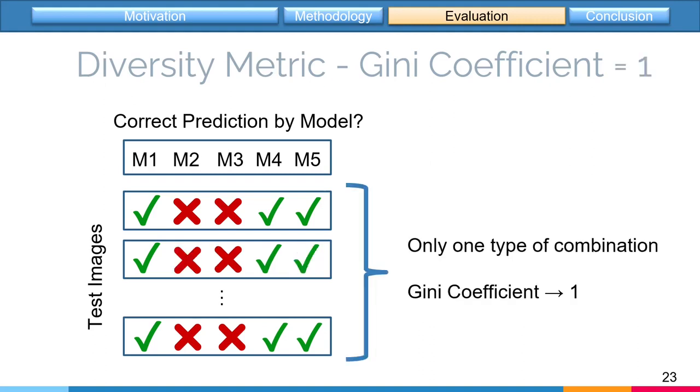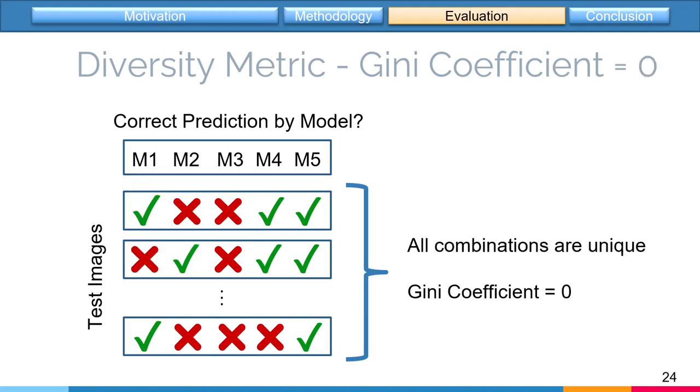As a naive example, if models 1, 4, and 5 always correctly classify all test images, while models 2 and 3 are incorrect, the Gini coefficient would be close to 1. You see here, the ensemble isn't very useful. We could just use one of models 1, 4, or 5 instead. On the other hand, if all classification combinations are unique across the test images, the Gini coefficient would be close to 0. And since the ensemble is not very stable during inference, the ensemble could actually be less resilient than the individual models.